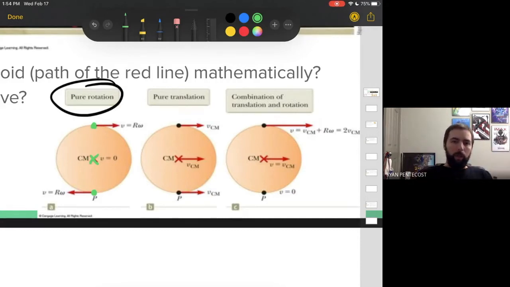So that's what happens with rotation. Now for translation, this is if the ball were just being pushed, right? Which is what we've done for almost all of our physics up to this point. We just assume things are being pushed and they're sliding across some frictionless surface, right? So let's say that that's what's happening here. This ball is just sliding across a frictionless surface.